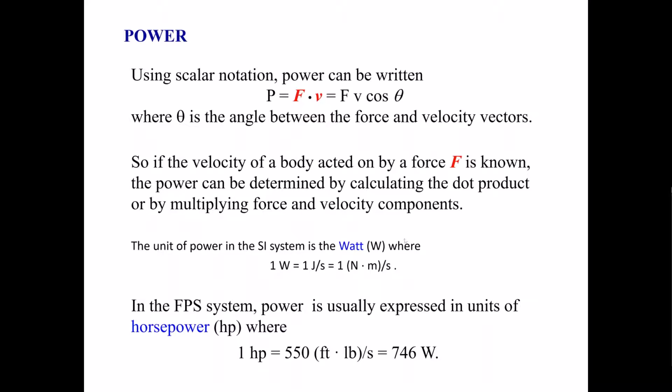And the units: in the SI system it's joules per second, or watts, and a joule is a newton-meter, divided by seconds. The other one, in the FPS or USCS system, is expressed in horsepower, which is foot-pounds per second, which we can convert. So 550 foot-pounds per second is equal to 746 watts. So in the USCS or FPS system, we'll see horsepower or foot-pounds per second as the units.